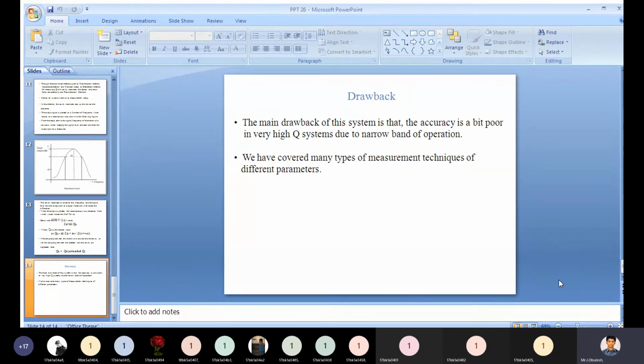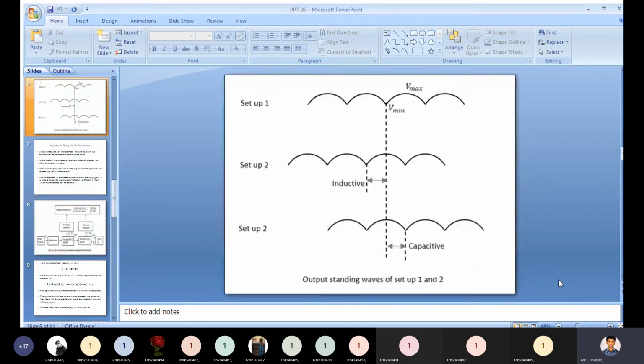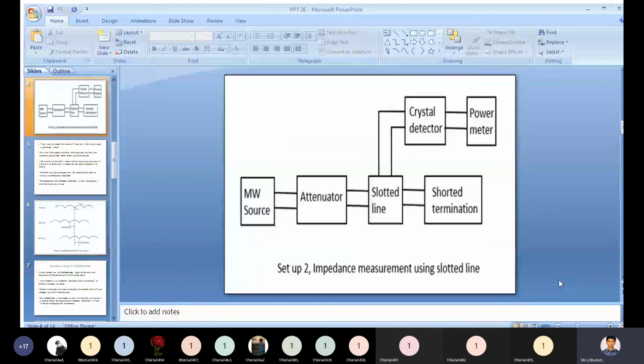And the next point is, we have covered many types of measurement techniques of different parameters. Okay, just you need to see all once again. Then we'll go for problems.